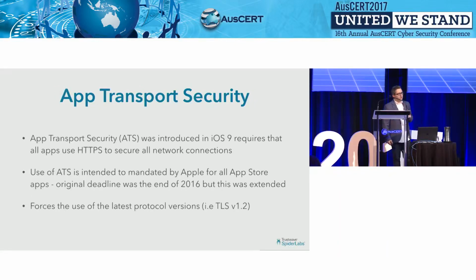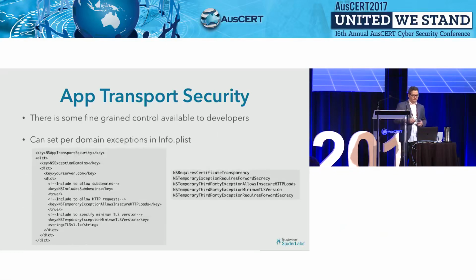Apple, since iOS 9, has implemented App Transport Security. It basically forces all applications to use HTTPS to secure all network connections, and it forces all the latest protocol versions like TLS v1.2. They had mandated it, or had intended to mandate it from the end of last year, but it was extended because developers were having issues with it. And lots of issues with this, as you can imagine, come from third-party services, right?